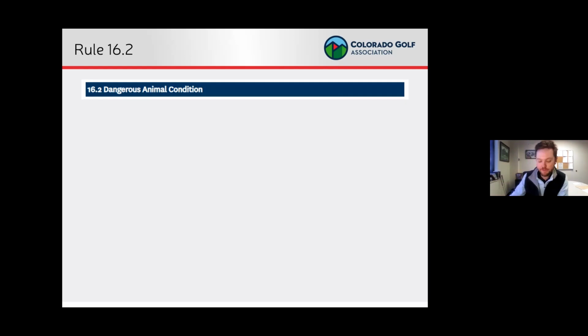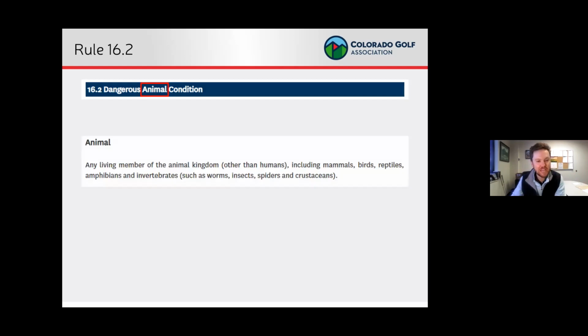All right, easy enough. So here we're looking at 16.2. This is a dangerous animal condition, and I'm highlighting the word animal, and that's key here. Let's look at the definition again of animal. It's any living member of the animal kingdom other than humans. So if someone is acting up on the golf course, that's not a dangerous animal condition because they're not considered an animal under the rules, including mammals, birds, reptiles, amphibians, and invertebrates. And in the context of a dangerous animal condition, I think we can all think of at least one dangerous animal that fits into a mammal, bird, reptile, amphibian, certainly, and invertebrate.